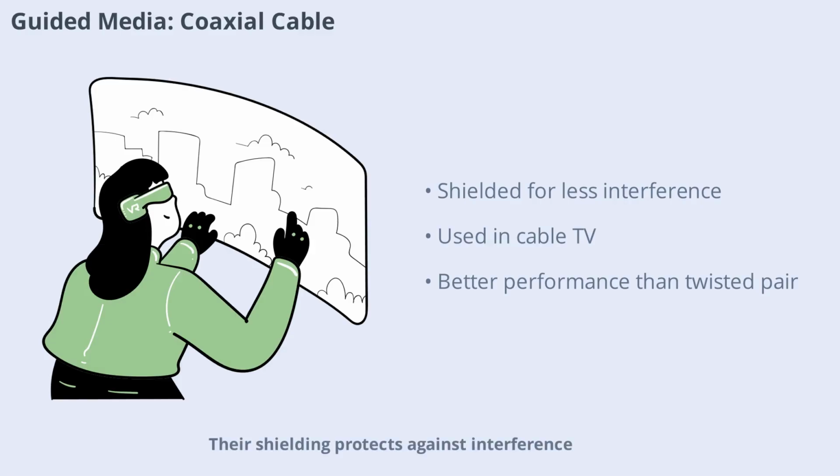Coaxial cables are shielded cables often used in cable TV systems and older computer networks. Their shielding protects against interference, making them suitable for environments with electrical noise. Coaxial cables are more expensive than twisted pair, but offer better performance in certain scenarios.